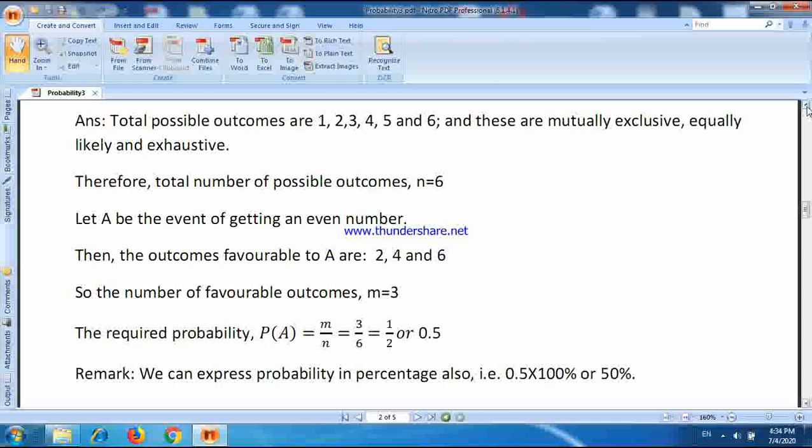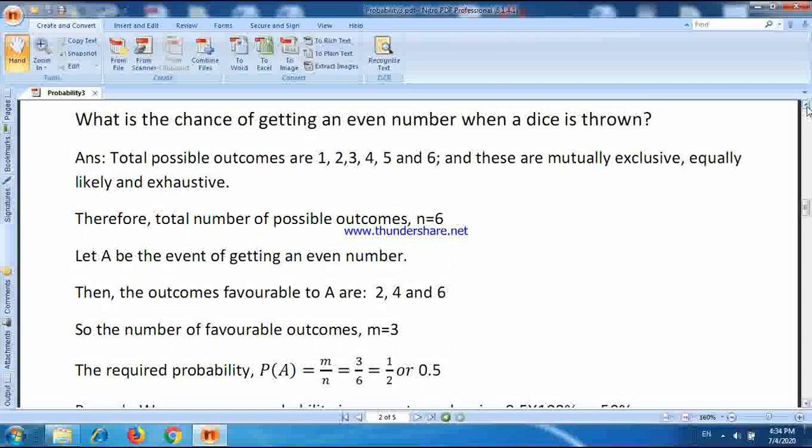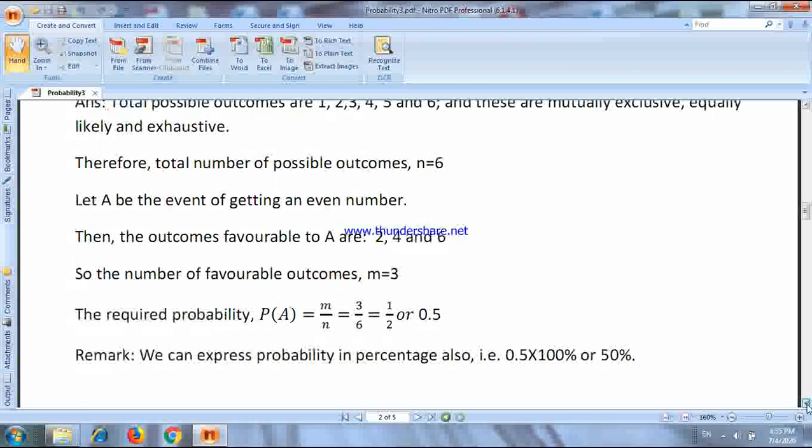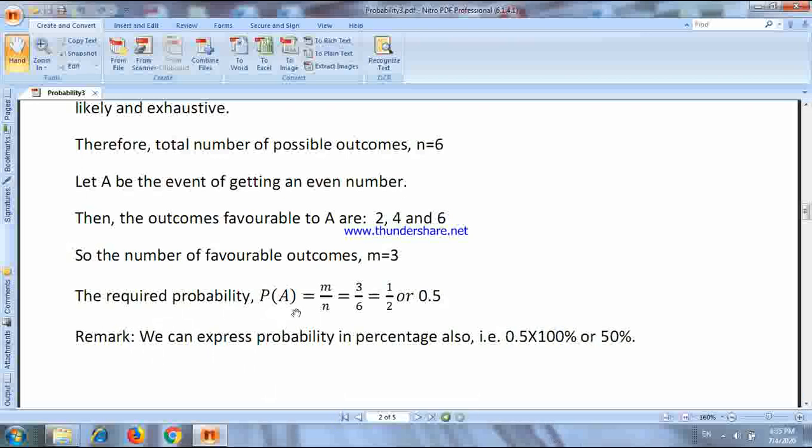Now, can we apply the mathematical definition? The mathematical definition can only be applied if the total possible outcomes are mutually exclusive, exhaustive, and equally likely. And when a dice is thrown, these 6 possibilities are mutually exclusive, exhaustive, and equally likely. So we can apply the mathematical definition, and as per the definition, number of favorable cases divided by total number of possible cases, that means 3 upon 6, or half, or 0.5. You can express it in percentage also, 50%.